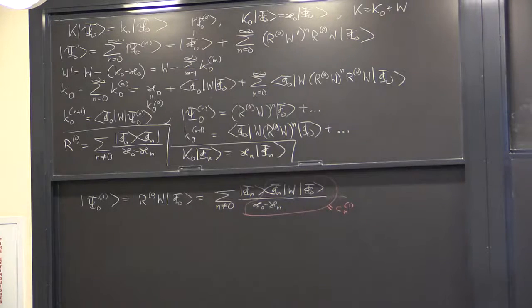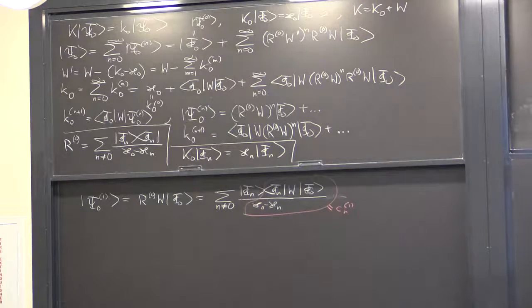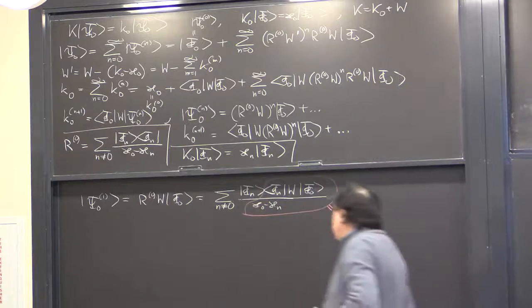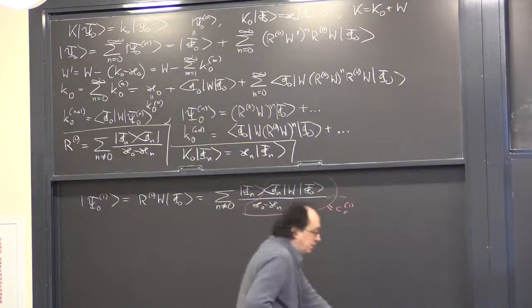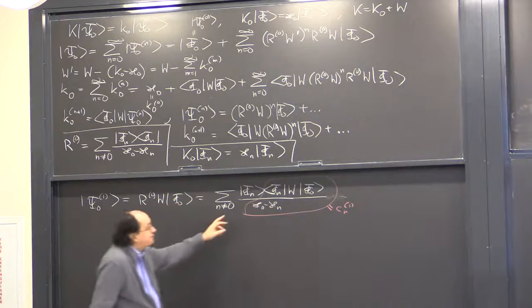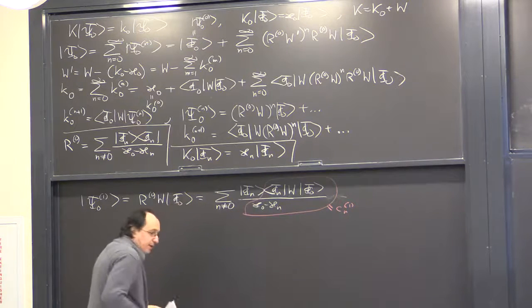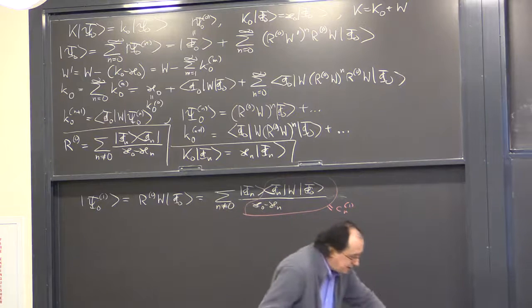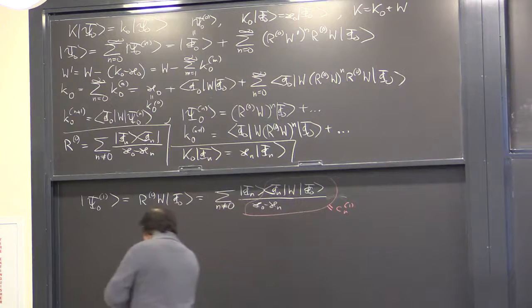Phi 0 is the P space part, and the corrections take care of the Q space. That is, they take care of all these unperturbed states which are orthogonal to phi 0. All right. Well, if this is so easy, then let's go to the next order and see what we can learn about it.